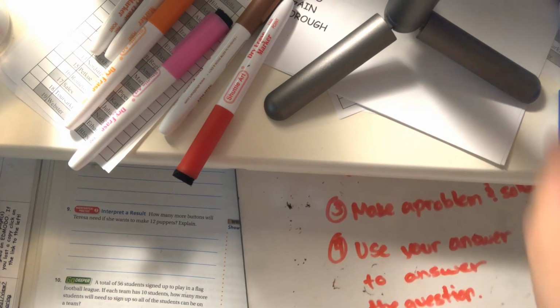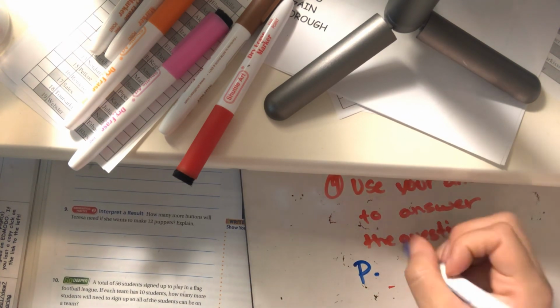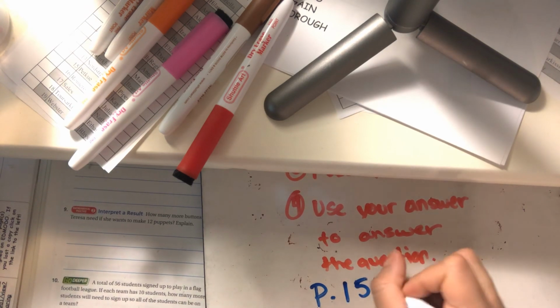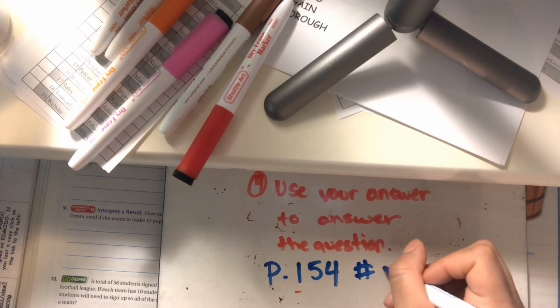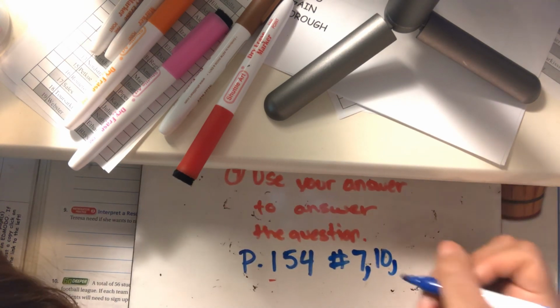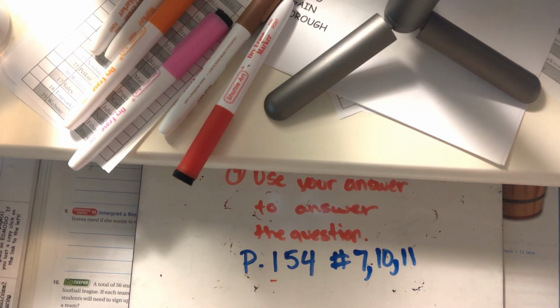Okay, so tonight's assignment is going to be page 154, and it's going to be numbers 7, 10, and 11. Only those 3. Remember, 8 and 9 you will not be doing.